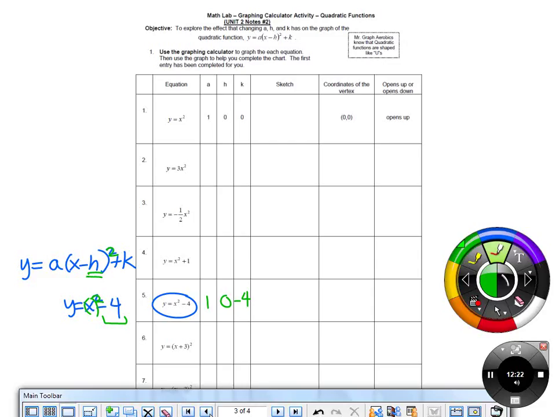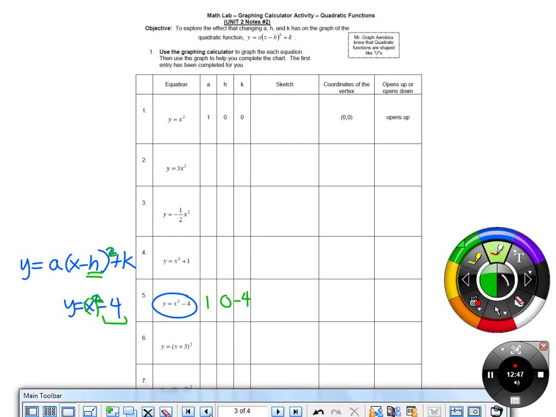The positive negative part of it is telling us whether it opens up or down. And what we're going to talk about tomorrow is we're going to call that a vertical reflection if there's a negative A value, okay? Because it's going to flip it over the x-axis, essentially. Then we look at the number part of it because that tells us whether our graph got steeper or if it got wider. And tomorrow we're basically going to call that a vertical stretch or a vertical compression.